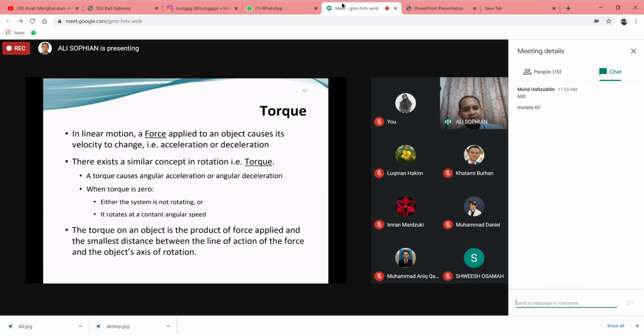In linear motion, when a force is applied to an object, it will cause the velocity of that object to change. It can be acceleration or deceleration, depending on the direction of the force and the direction of motion of the object. Can you give me an example where a force can decelerate an object?